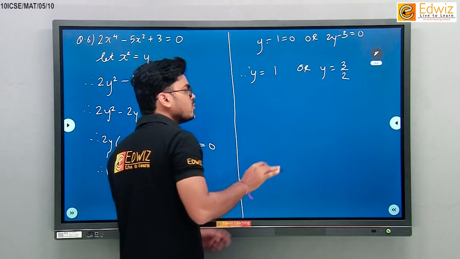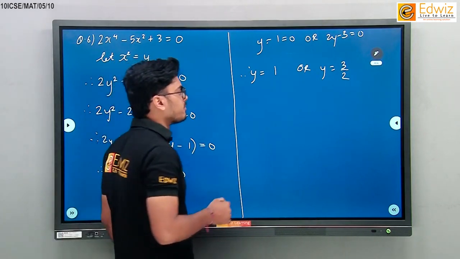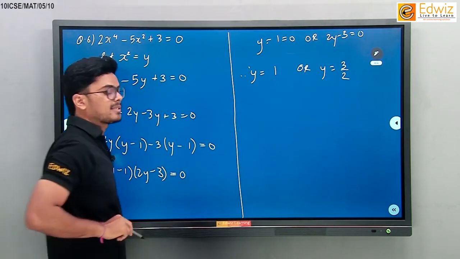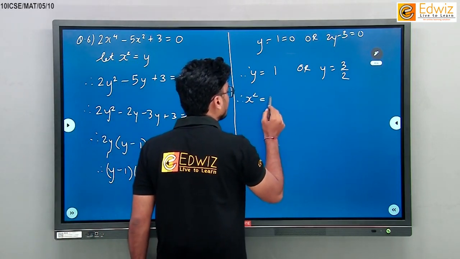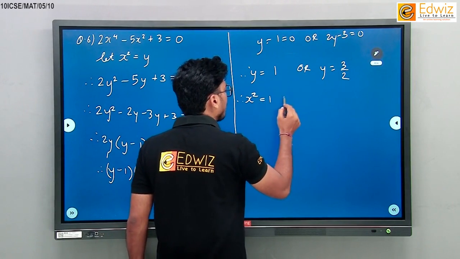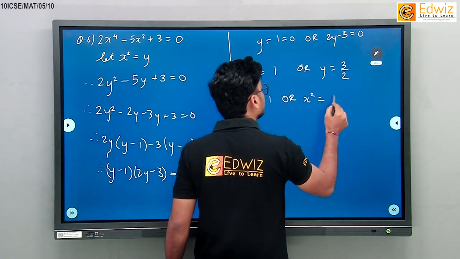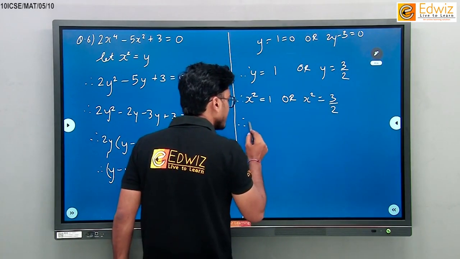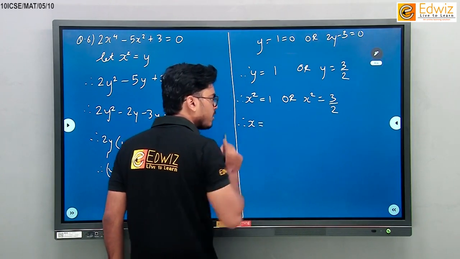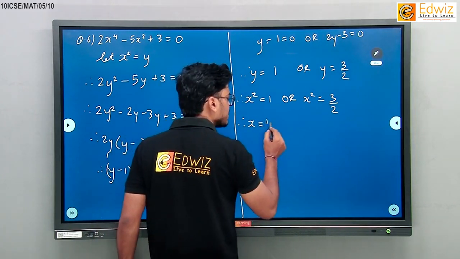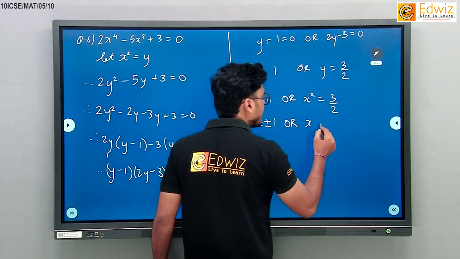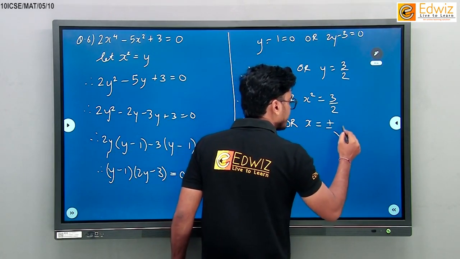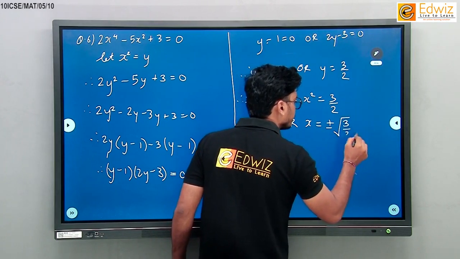Now we will have to resubstitute the value of y because y we have taken as x square, right? So let us resubstitute. Therefore x square equal to 1 or x square equal to 3 by 2. That means the answer for x will be the square root: square root of 1, it can be positive and negative 1, and here positive and negative root of 3/2.